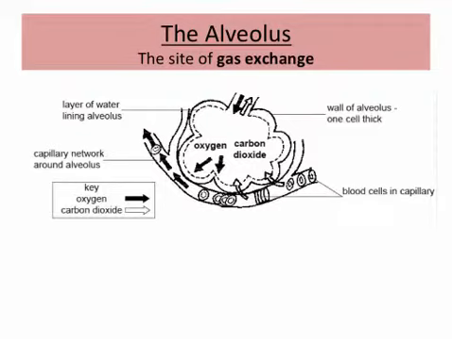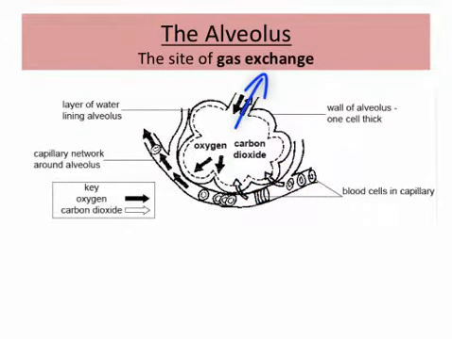So let's look at the alveolus in more detail. This is where gas exchange happens. Deoxygenated blood will arrive to the lungs in capillaries and passes round these alveoli. The carbon dioxide in the deoxygenated blood will diffuse through the wall of the alveolus, through a layer of water, and then into the space in the alveolus. It then will be breathed out.